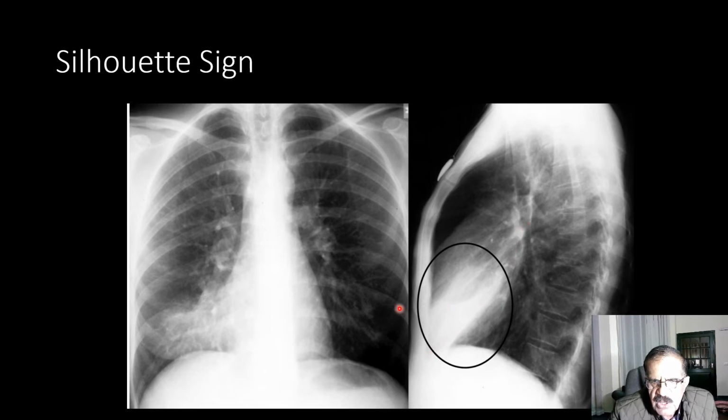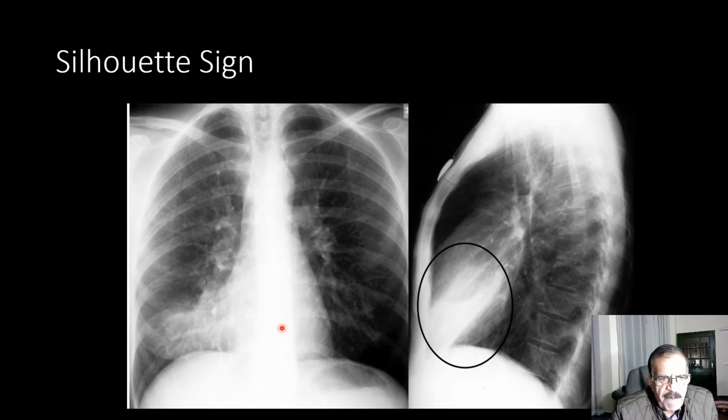So since heart is in the anterior part, this opacity has to be in the anterior part of the lungs to be in contact with the heart. So that is confirmed here. It is actually the middle lobe indicated by the silhouette sign. I'm not sure if I made my point clear.